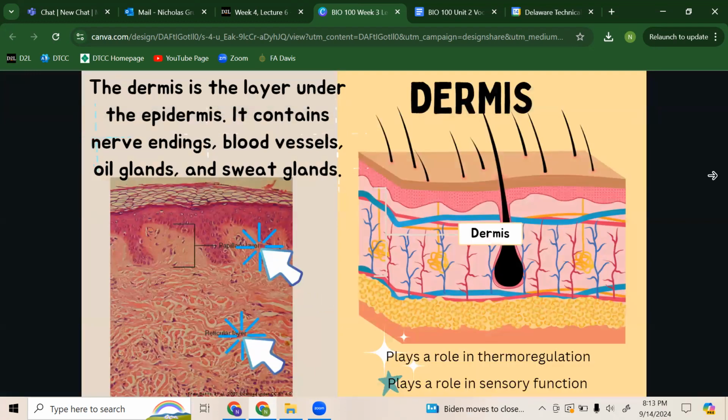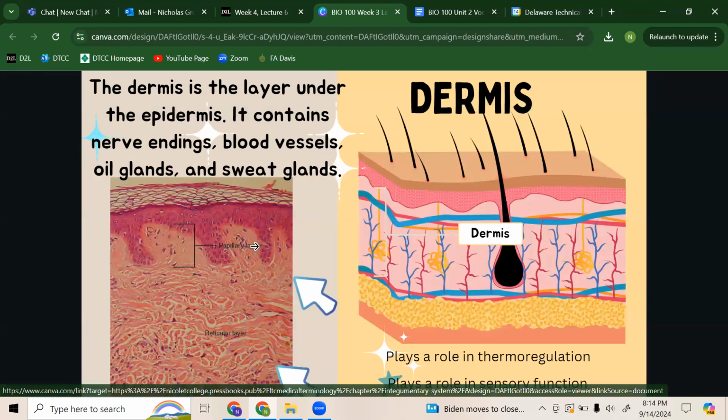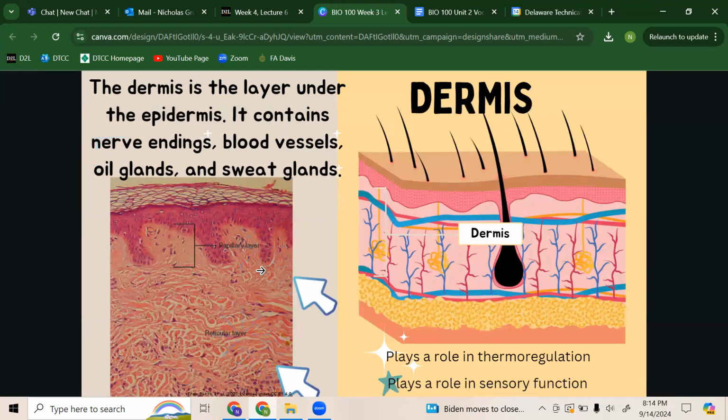Okay, moving on to the dermis. Remember, this is our thicker layer underneath the epidermis. So you see again, here's our dermal papilla, or the papillary layer, where those little hills or extensions of the dermis are. And because our dermis is thick, it plays a role in thermoregulation and has our blood vessels.